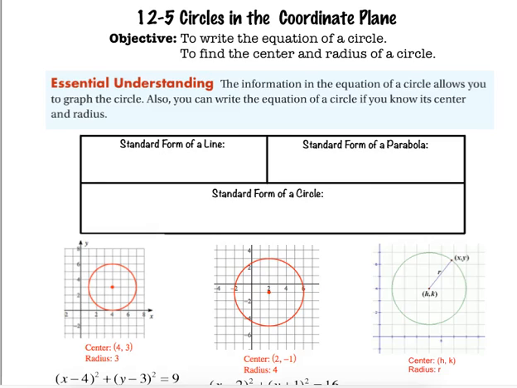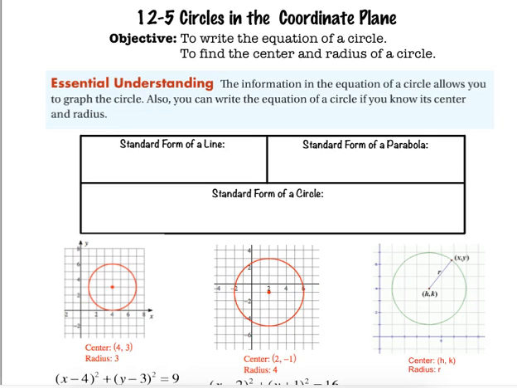Alright, this is the last formal lesson of your geometry career, which is on circles in the coordinate plane. After today, you'll be able to write the standard form of the equation of a circle, and by looking at that equation, you'll be able to find the center and its radius. So let's just start off with a review of what standard form looks like. I think you already should know at this point.